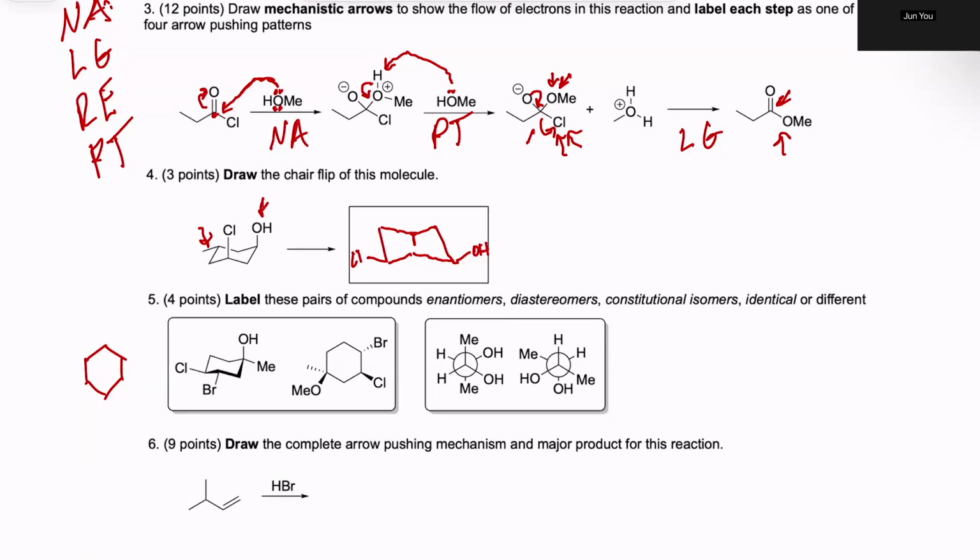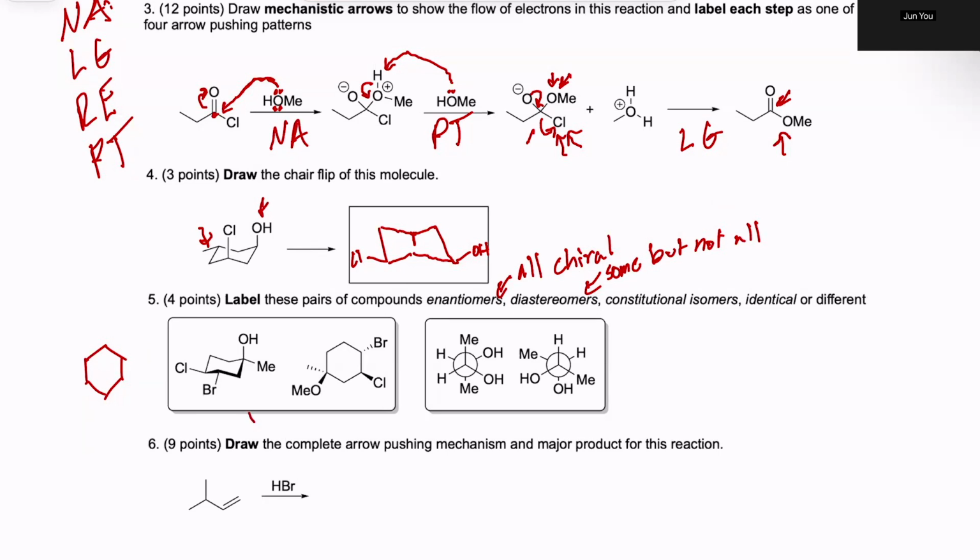Next, we're going to label these as enantiomers, diastereomers, constitutional isomers, identical or different. And remember, enantiomers are when all chiral centers are flipped. Diastereomers are when one, but not all, are flipped. Well, I could say some, but not all. Constitutional isomers have the same formula, but different attachments. And then identical means the same and different means different.